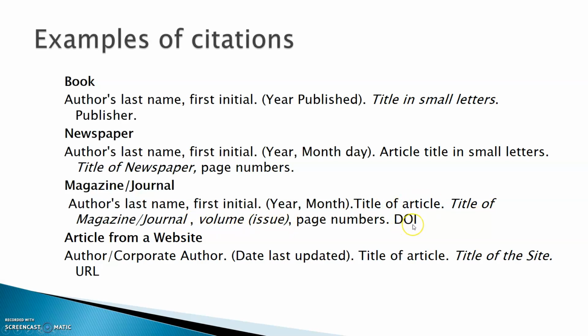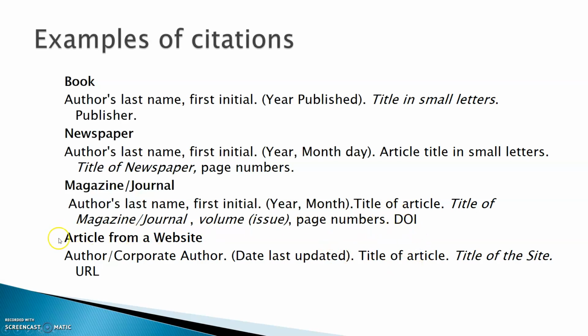And then the DOI, the Digital Object Identifier. This is like a social security number for your article. And increasingly we see these. If you click on the DOI, you can find the article immediately on the interwebs. So this is a good thing to know.